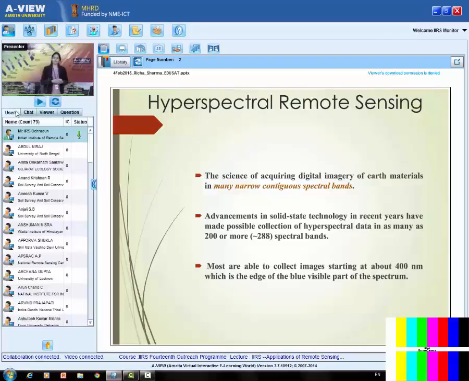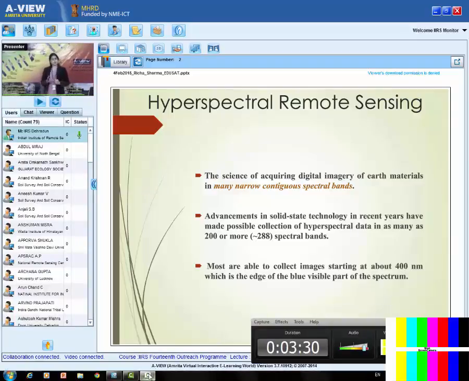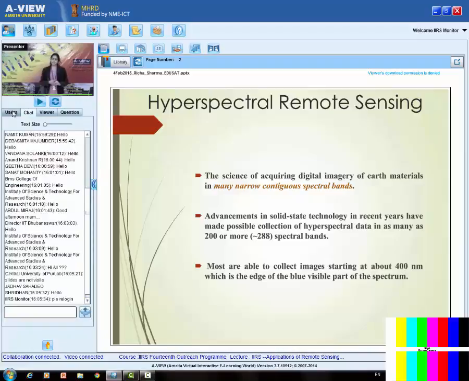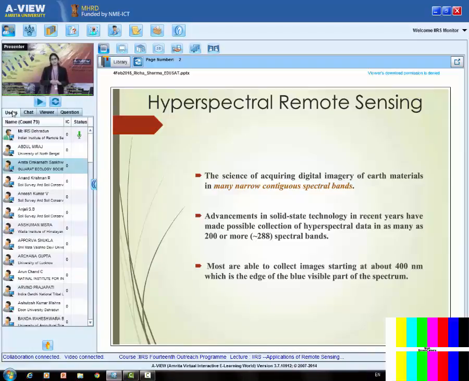For example, with airborne data such as AVIRIS, we can collect around 224 bands. And if we take an example of satellite data such as Hyperion, there are around 242 bands, out of which around 224 are the useful bands. With the help of these many spectral bands, the spectral range we cover is from 400 nanometer to 2500 nanometer.